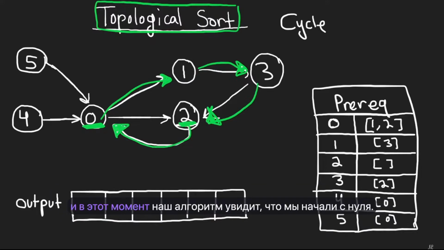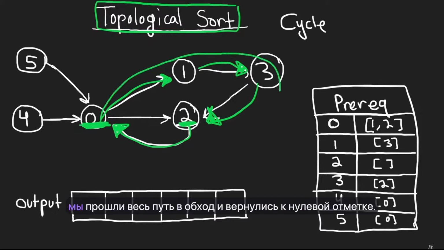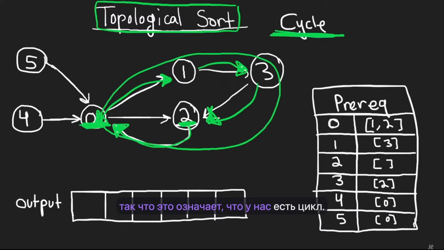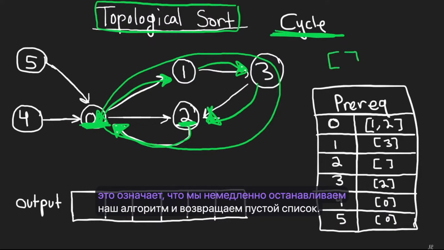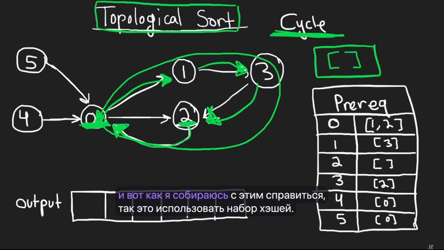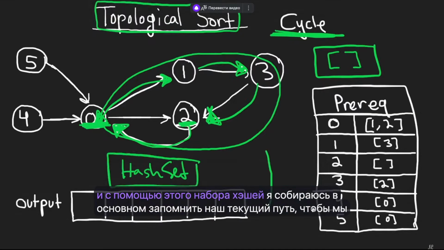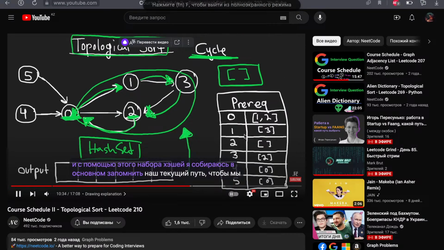And at that point, our algorithm is going to see, okay, we started at 0, we remember that, this is the path that we've taken, we went all the way around and we landed back at 0, so this means we have a cycle. That means we stop our algorithm immediately and return an empty list. We do not have to continue. And the way I'm going to handle this is I'm going to use a hash set, and with that hash set I'm going to remember our current path, so we can recognize when we detect a cycle.